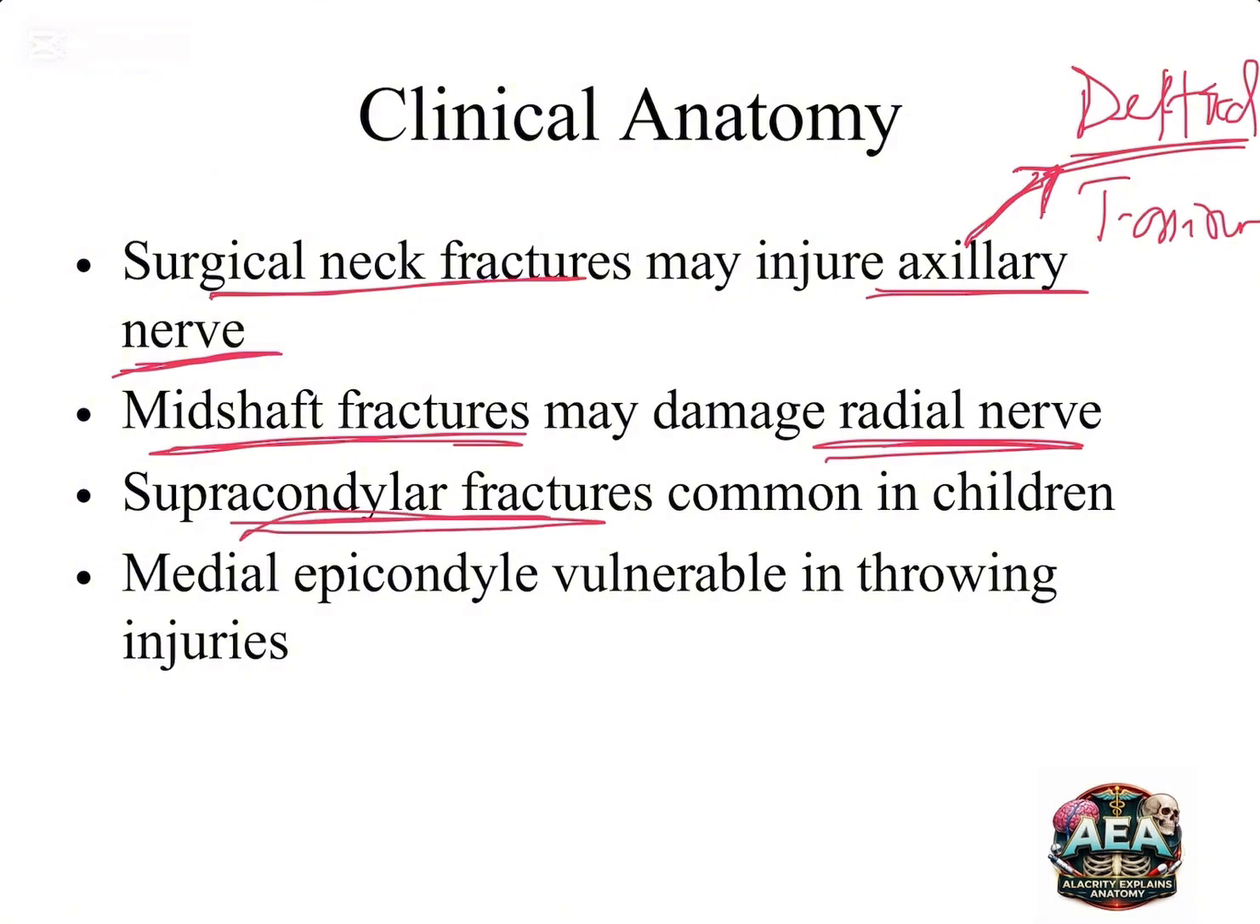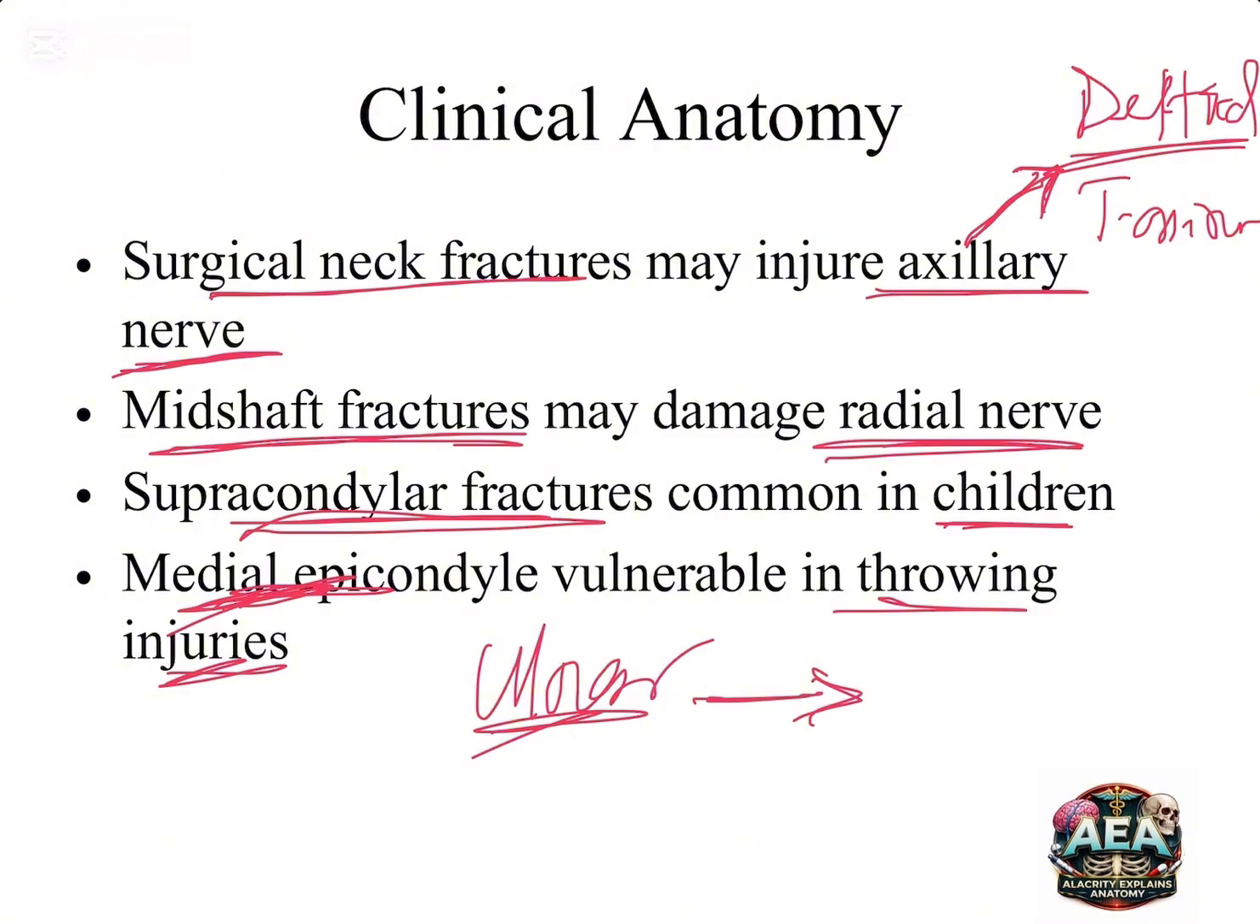We have supracondylar fractures, which are common in children, and the medial epicondyle is vulnerable in throwing injuries. Behind the medial epicondyle passes the ulnar nerve. Whenever there is an injury to or compression of the medial epicondyle, the ulnar nerve is compressed, and this causes a tingling sensation in the fingers on the medial aspect of the hand.